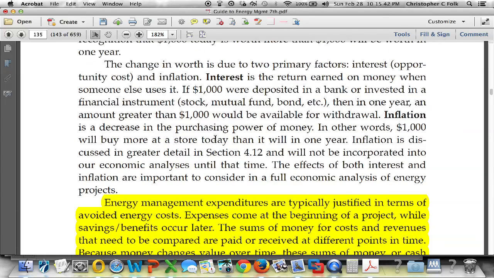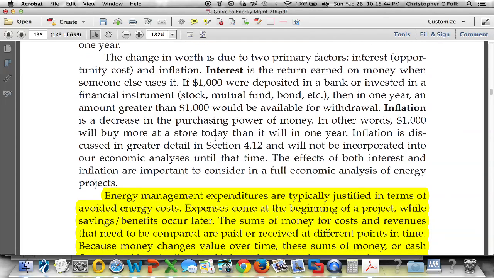So not only am I taking money that could be earning interest in the bank, but I'm also hedging that against whether or not inflation is going to go up or down.